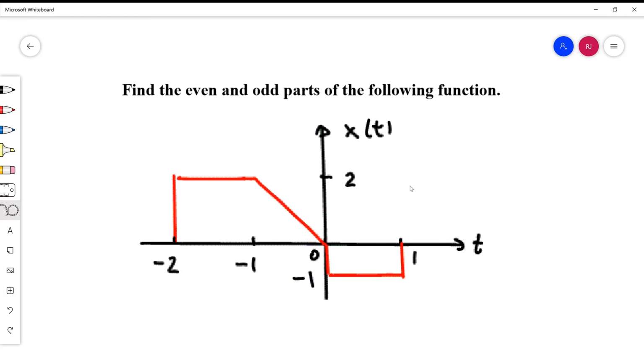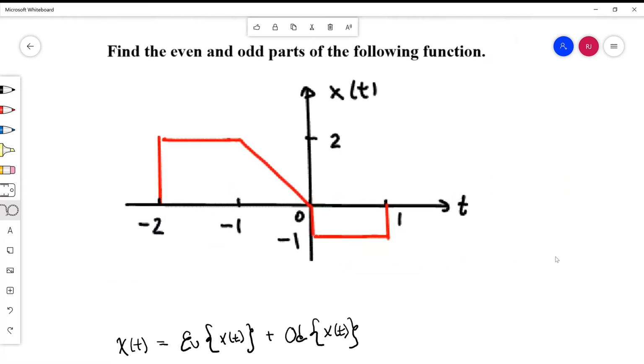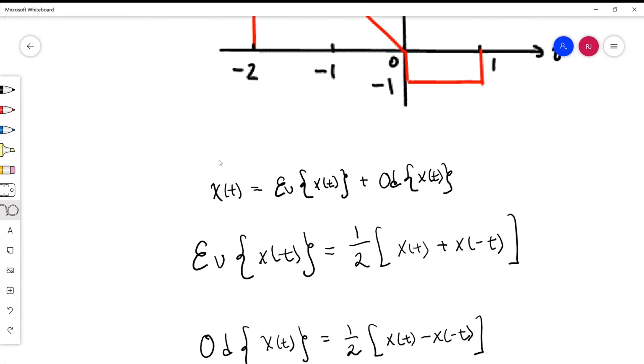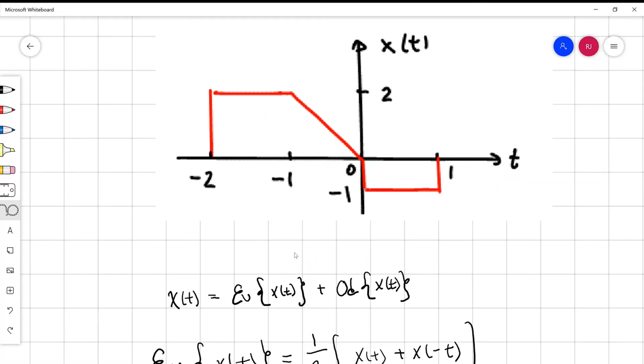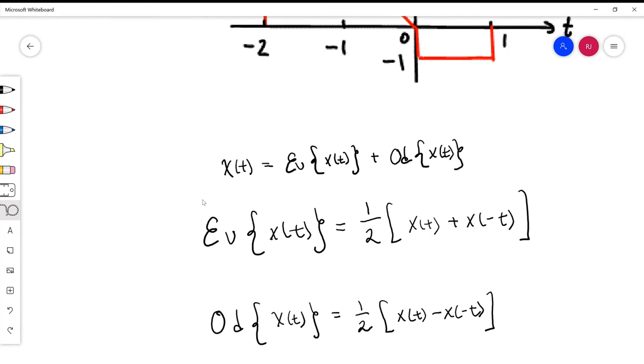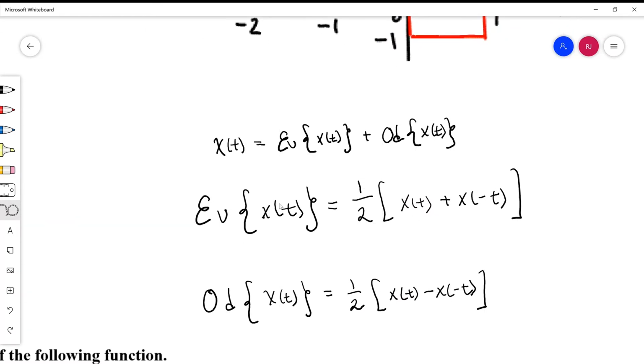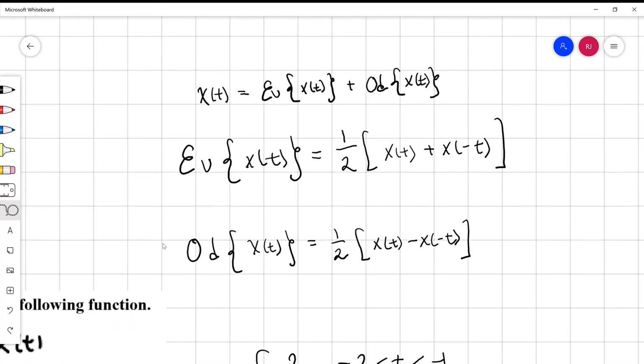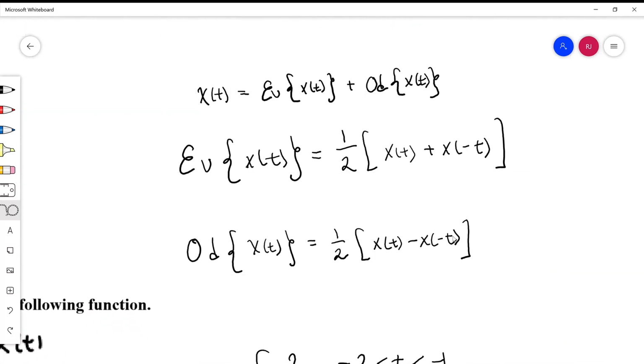and odd parts. So to start, the first thing we'll do is recall that we want to represent this function x of t as the sum of two parts, the even part and the odd part. Recall that the formulas for extracting the even part and the odd part from a given function are as follows. For the even part, you sum your function with its reflected signal, and then you divide the resulting waveform by 2. To extract the odd part of your given function x of t, you'll subtract the reflection of the original signal from the original signal, and then you will divide the resulting waveform by 2.